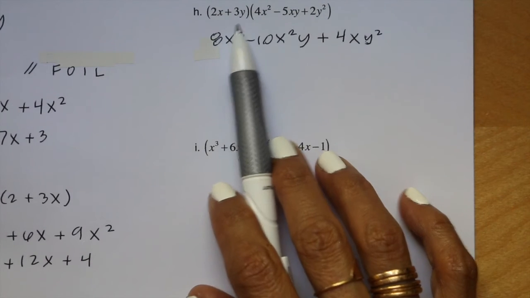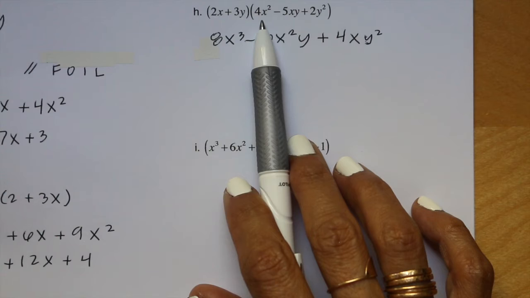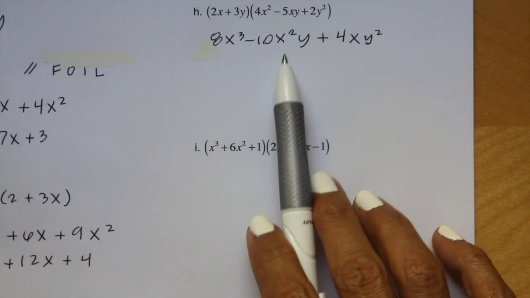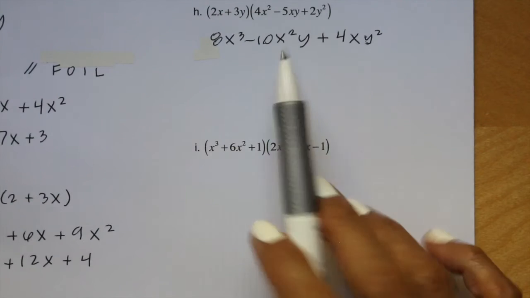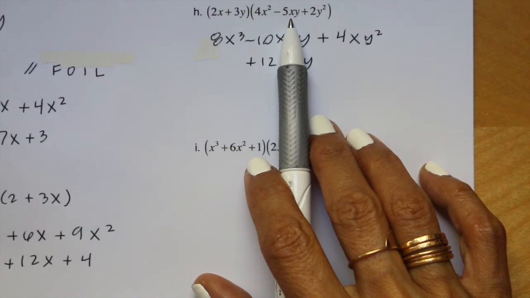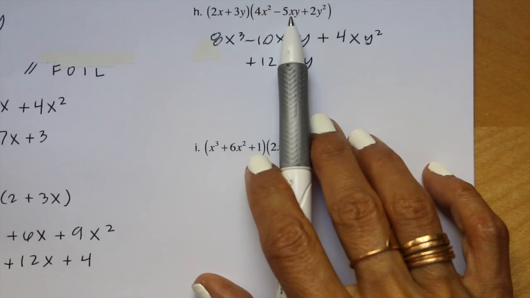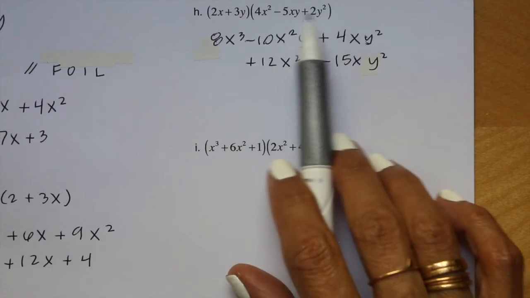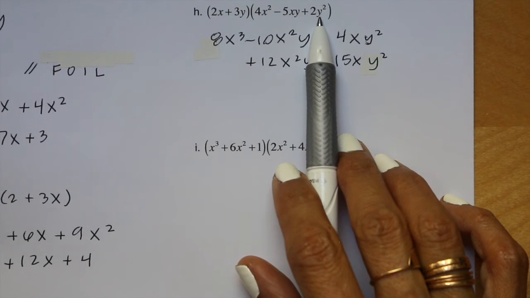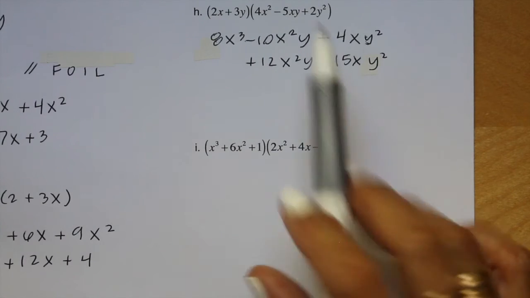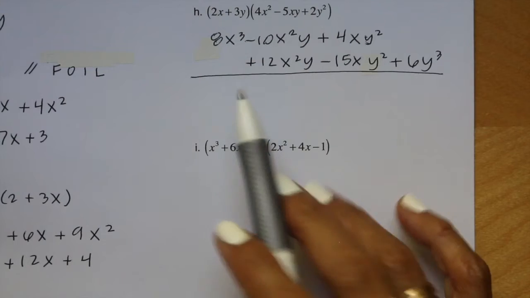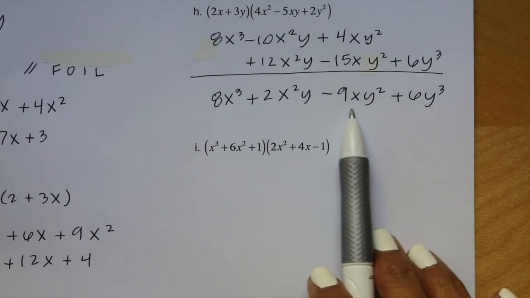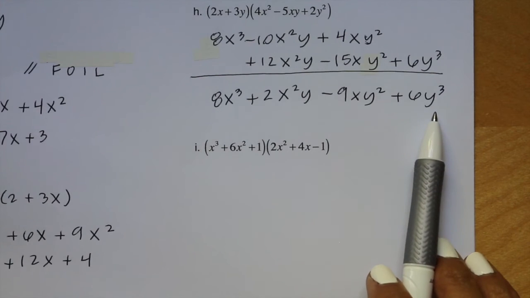Next, we're going to take the 3y and distribute it. 3y times 4x squared makes 12x squared y. So we're going to put that underneath this term right here. Next, 3y times negative 5xy is going to make negative 15xy squared. And last, 3y times positive 2y squared makes 6y cubed. And last, we're going to combine like terms. So this is our final answer. We have 8x cubed plus 2x squared y minus 9xy squared plus 6y cubed.